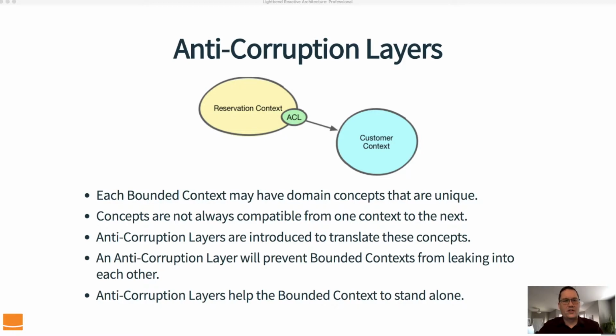When we have our bounded context, it's important to recognize that each bounded context may have domain concepts that are unique. If we look, for example, in this diagram, we have our reservations context and our customer context. Now, there are certain aspects of a customer that are unique to a customer. They don't matter to the reservations. Address is an example of that. In addition, there are concepts that are not always compatible from one context to the next.